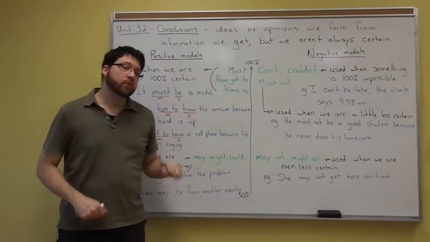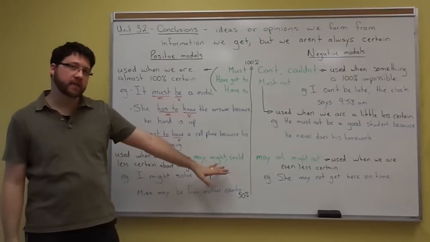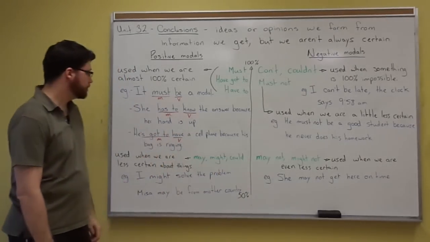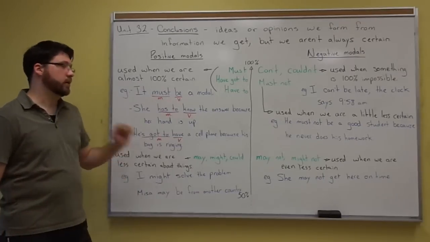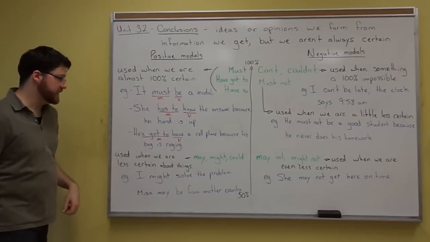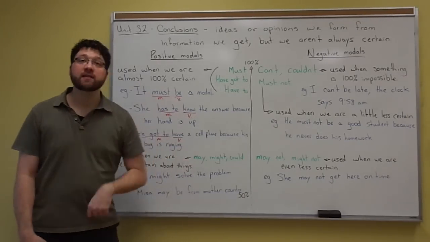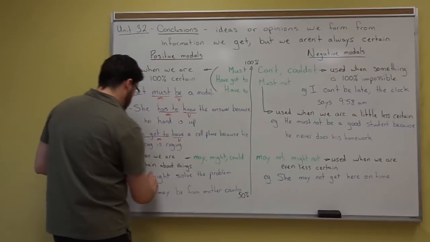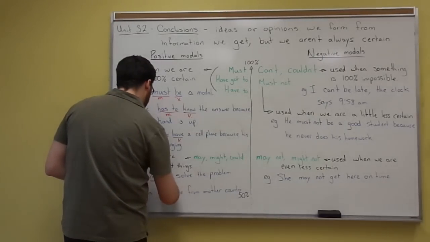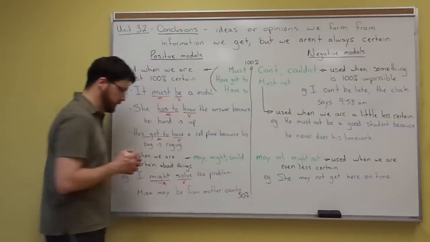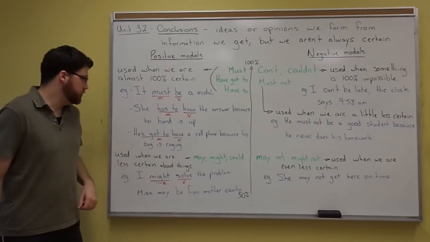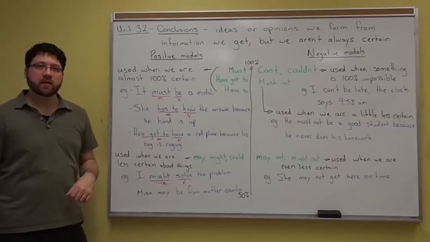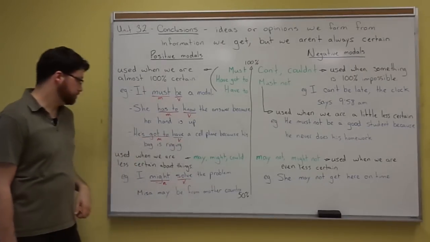Our next three modals, may, might, and could. We use these when we are less certain about things. So for example, I might solve the problem. If your teacher asks you a very difficult question and you're not sure, you might say this, I might solve the problem.